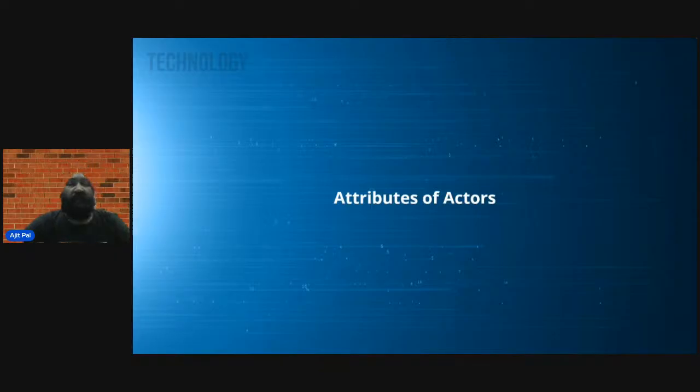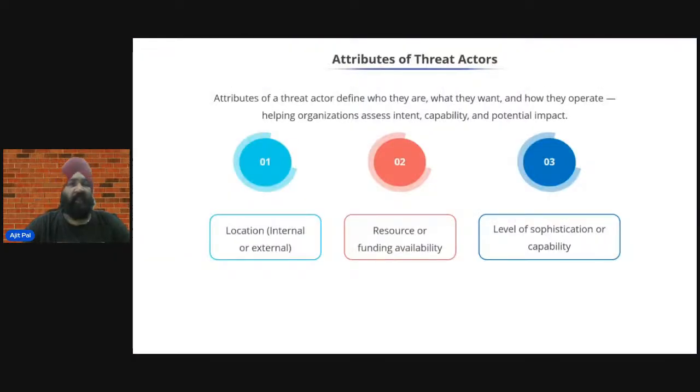So, what are the attributes of threat actors? The attributes of a threat actor define who they are, what they want, and how they operate, helping organizations assess their intent, capability, and potential impact. If you're from security, you might have heard about threat modeling. In threat modeling, this is what we do. We try to find out the threat actors and the categories of threat actors.